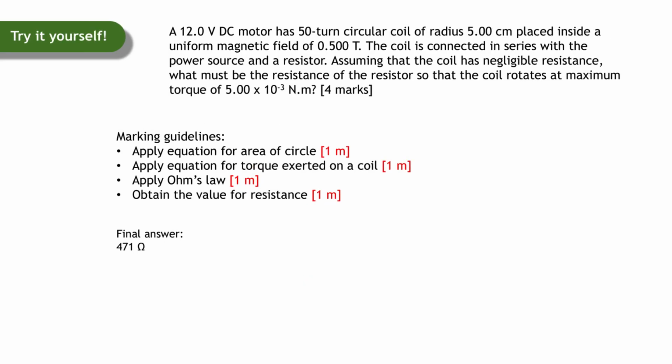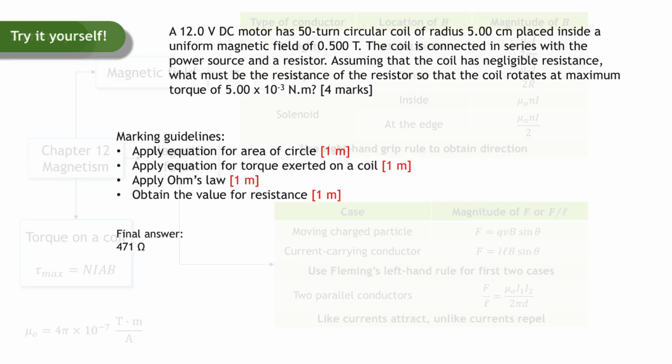For our final try-it-yourself exercise, you are designing a 12.0-volt DC motor with a 50-turn circular coil. Given a target maximum torque of 5.00 times 10⁻³ Nm and a magnetic field of 0.500 Tesla, you must determine the required resistance. To solve this, you must calculate the area of the circular coil, apply the torque formula to find the necessary current, and finally use Ohm's law to find that the resistance should be 471 ohms.